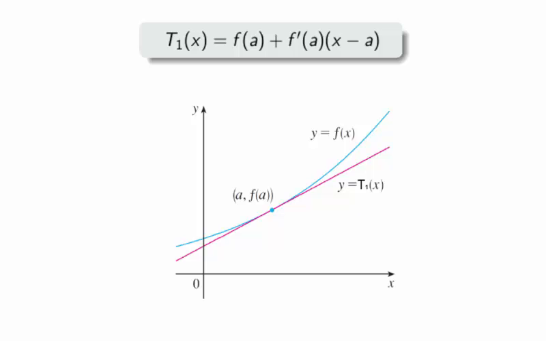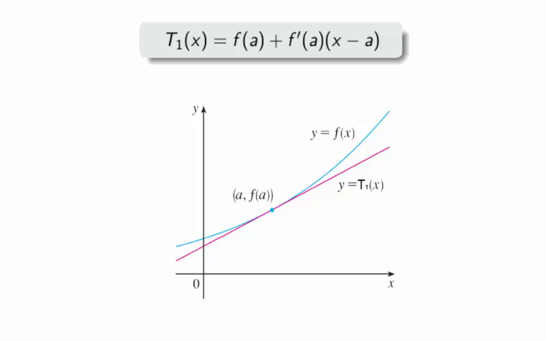Notice that when n equals 1, we have that T1(x) equals f(a) plus f prime of a times (x minus a). You might recognize this as the equation of the tangent line to the graph of f(x) at the point (a, f(a)). Recall this is just the linearization of f(x) at x equal to a, and this tangent line approximates f(x) quite well for x values close to x equal to a. This is the idea behind using Taylor polynomials to approximate functions.